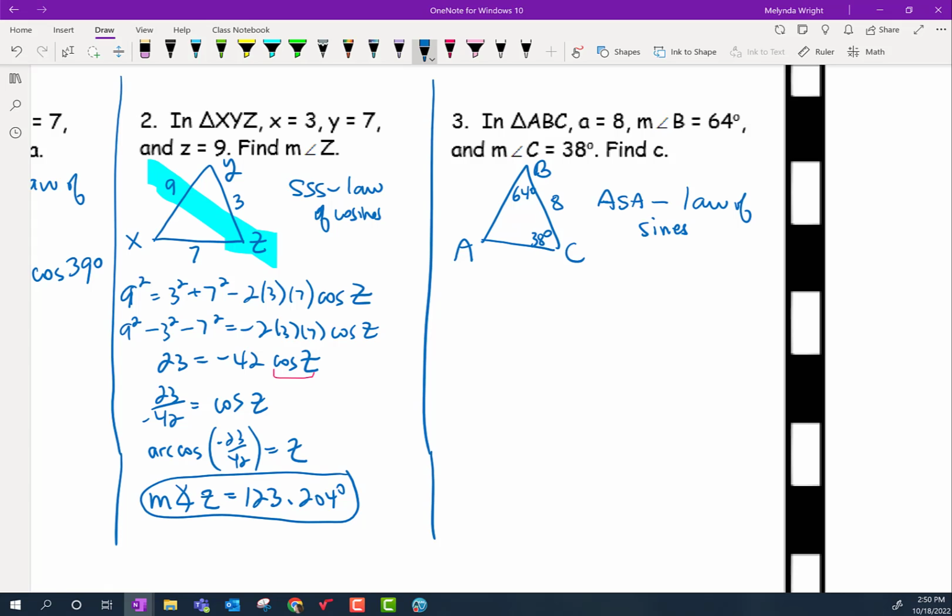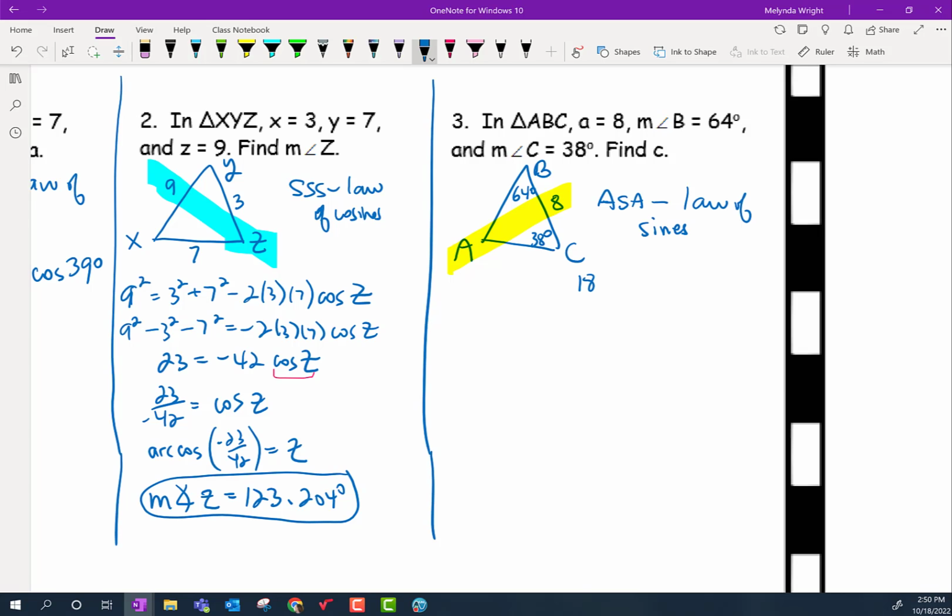It's law of sines. So we don't know what the third angle is, and that's the one we have the 8 with. That's a bit of a problem, isn't it? Don't we need that? Can we find out what angle A is? We can, can't we? What do we know about triangles? What's the sum of their angle measures? 180. It's 180, so let's find that angle.